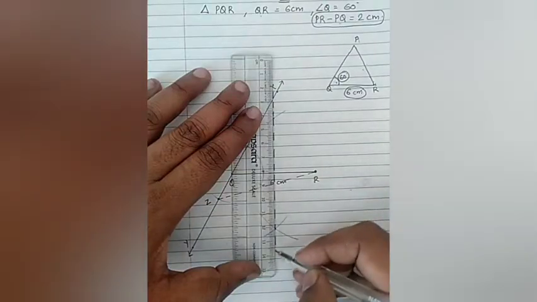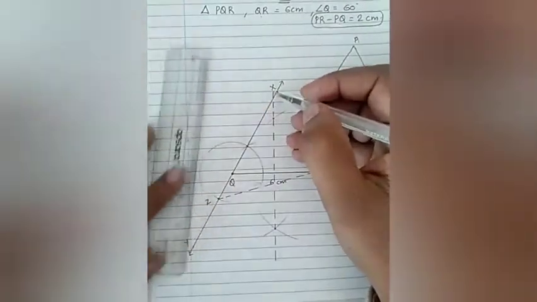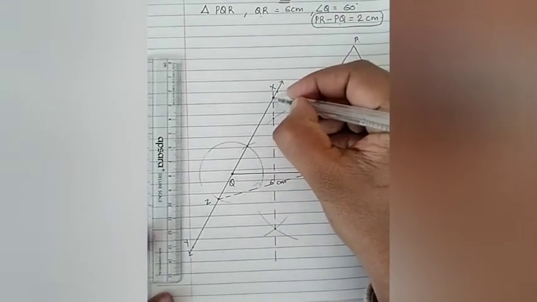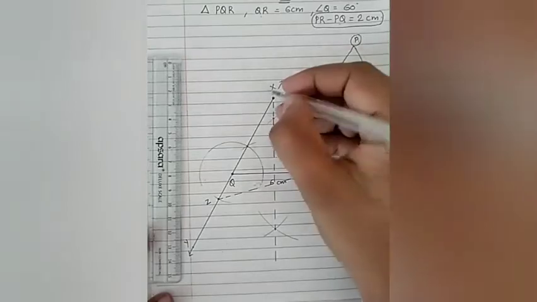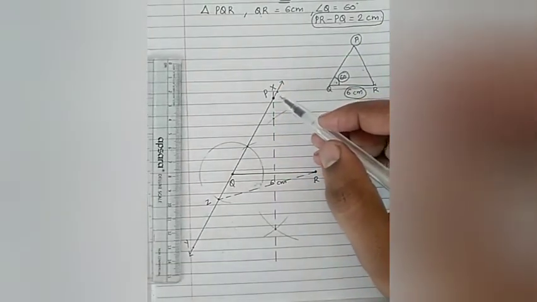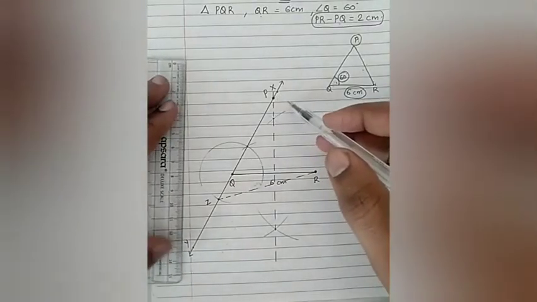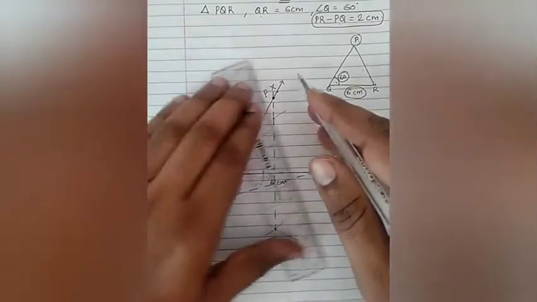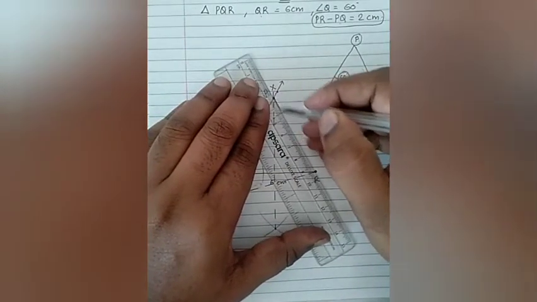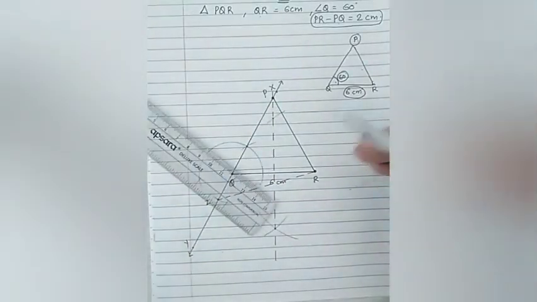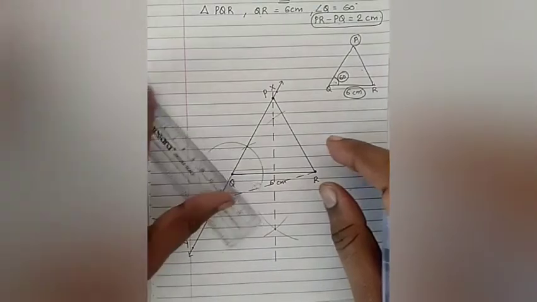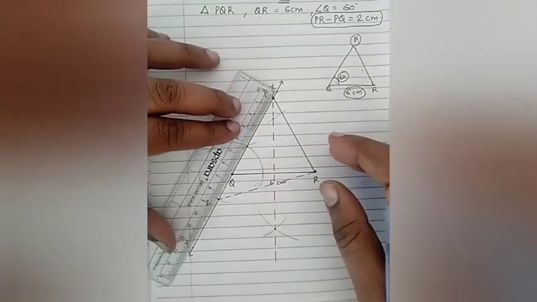Now, if you could see, this bisector meets the ray QX at some point. Yes, this is going to be a point P. So my dear students, we have got the point P over here in the same manner that we did in the first and the second question. So point P will be joined to point R. Now, as you could see, this is the required triangle PQR that we have obtained over here.